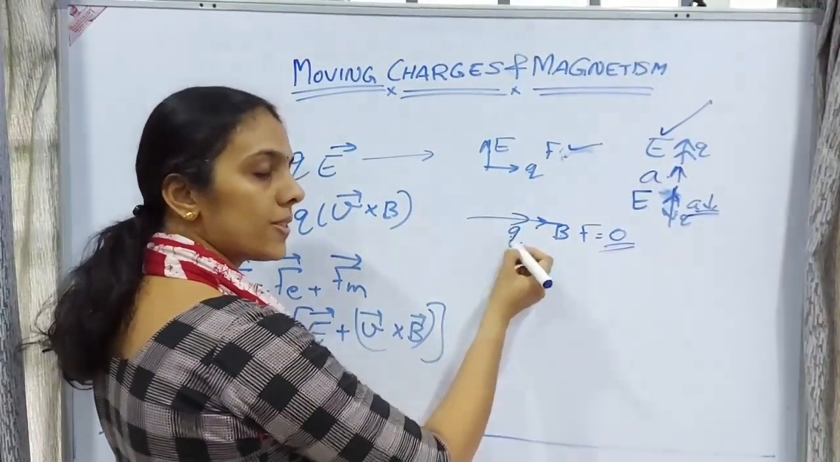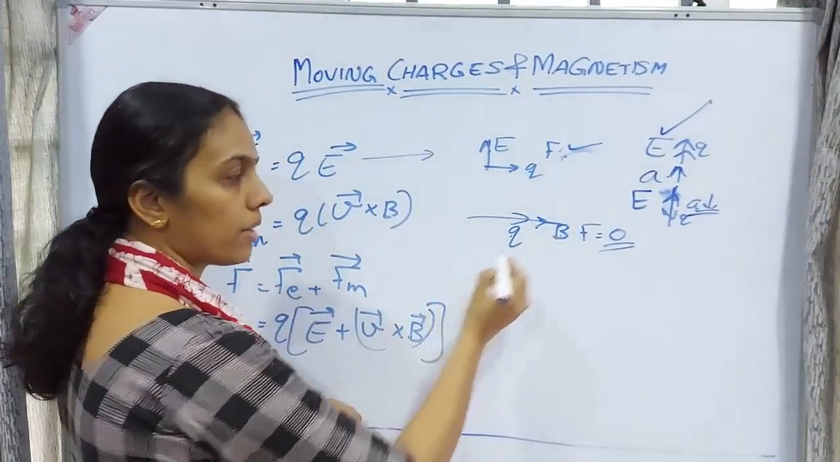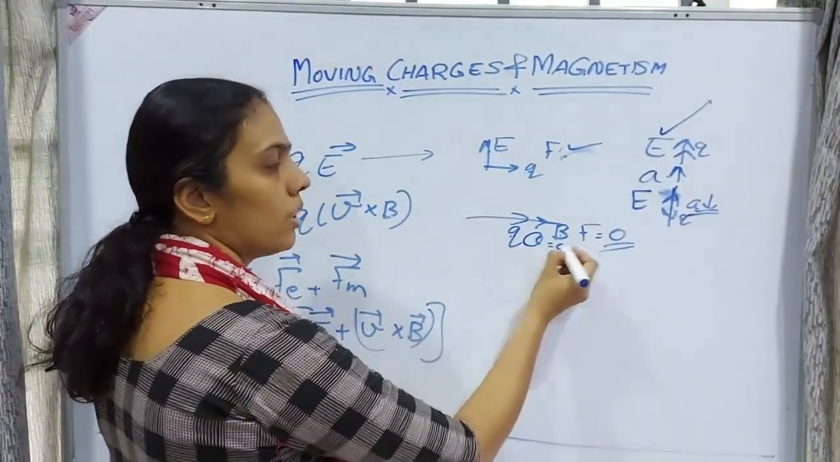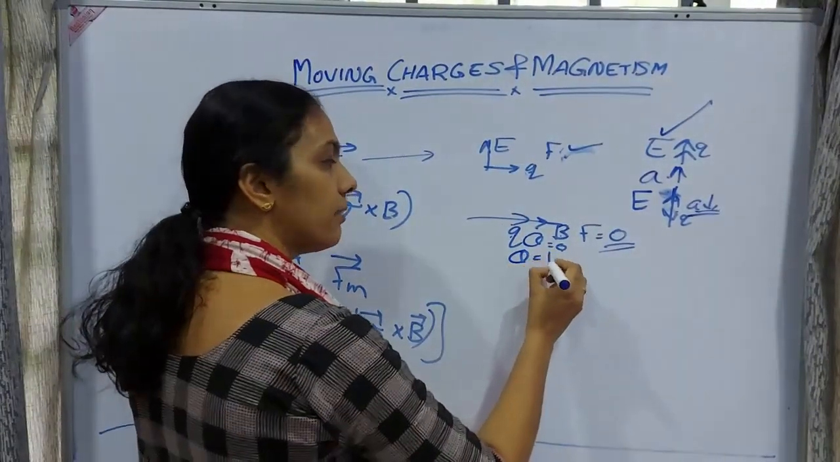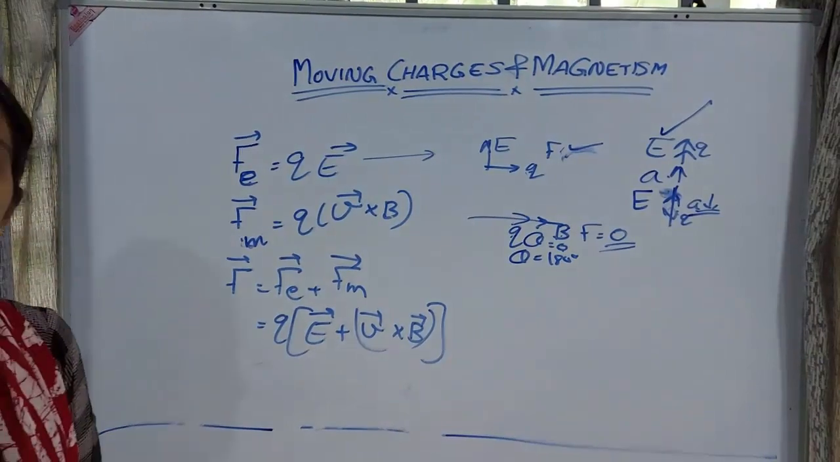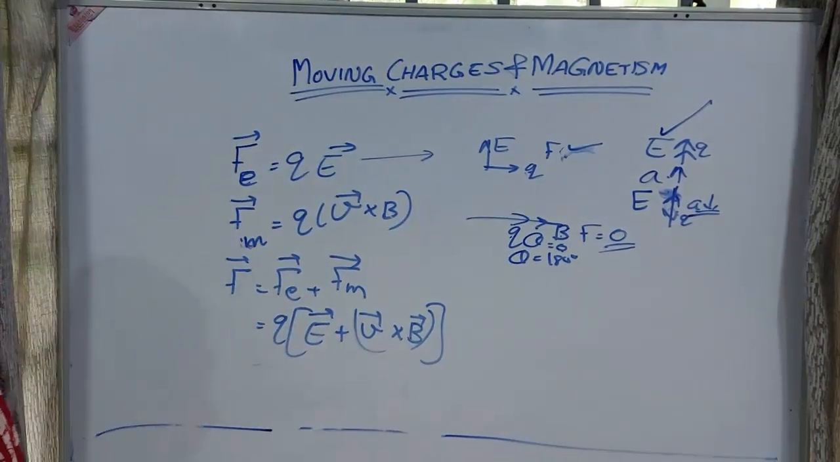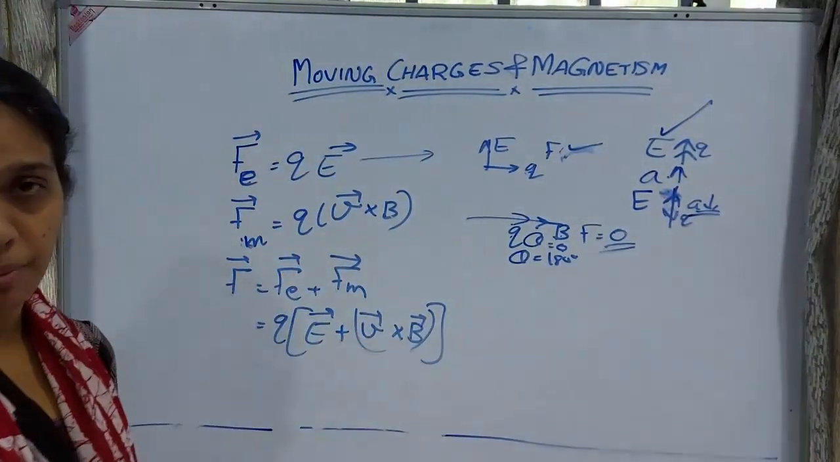If the velocity of the charged particle is in this direction and the magnetic field is in the same direction, theta equals 0. Therefore, F is equal to 0. But if theta equals 180, if they are anti-parallel to each other, then also the force acting on it will be equal to 0. Then if both are perpendicular, we get the maximum value.